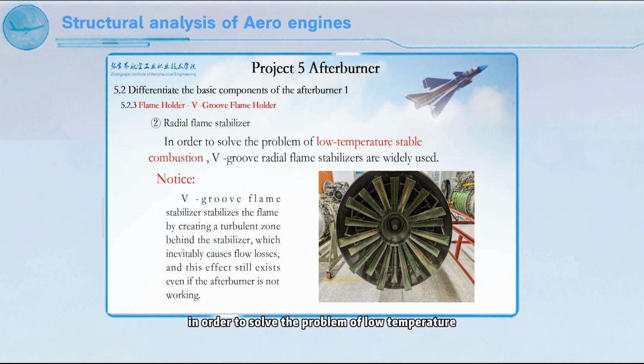In order to solve the problem of low-temperature, stable combustion, V-groove radial flame stabilizers are widely used. Note, V-groove flame stabilizers stabilize the flame by generating a turbulent zone behind the stabilizer, which will inevitably cause flow losses, and this effect still exists even if the afterburner is not working.